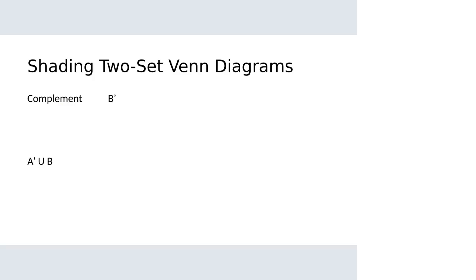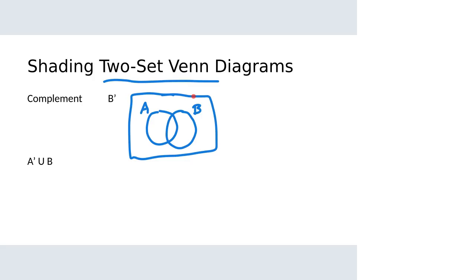If we want to shade the complement of a set, for example, B complement, so we're looking at two set Venn diagrams for right now. So it's a two set Venn diagram, even though we've only been given instructions about one set. So here's set A, here's set B, and we have our universal set. And now if I want to shade B complement, that's everything outside of B, but inside the universal set.